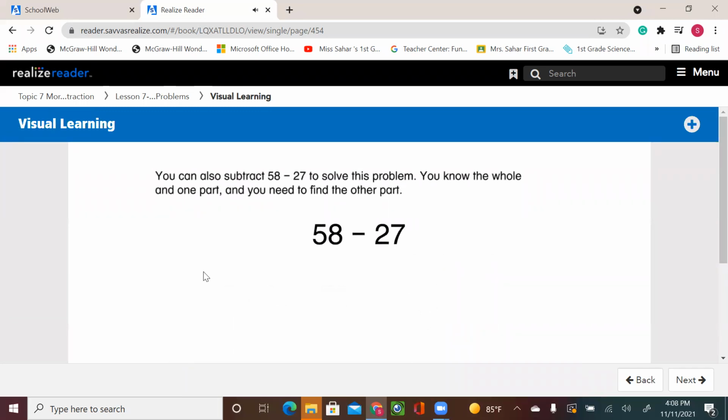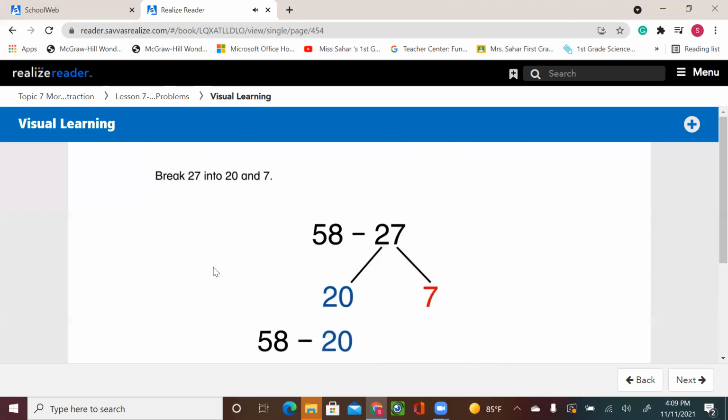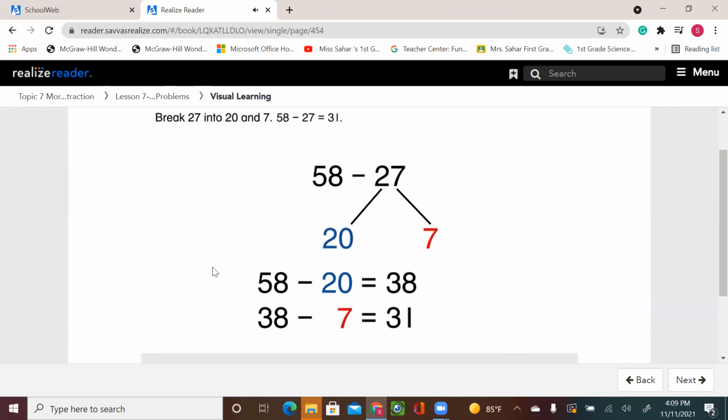You can also subtract 58 minus 27 to solve this problem. You know the whole and one part, and you need to find the other part. Break 27 into 20 and 7. 58 minus 20 equals 38. 38 minus 7 equals 31. 58 minus 27 equals 31.